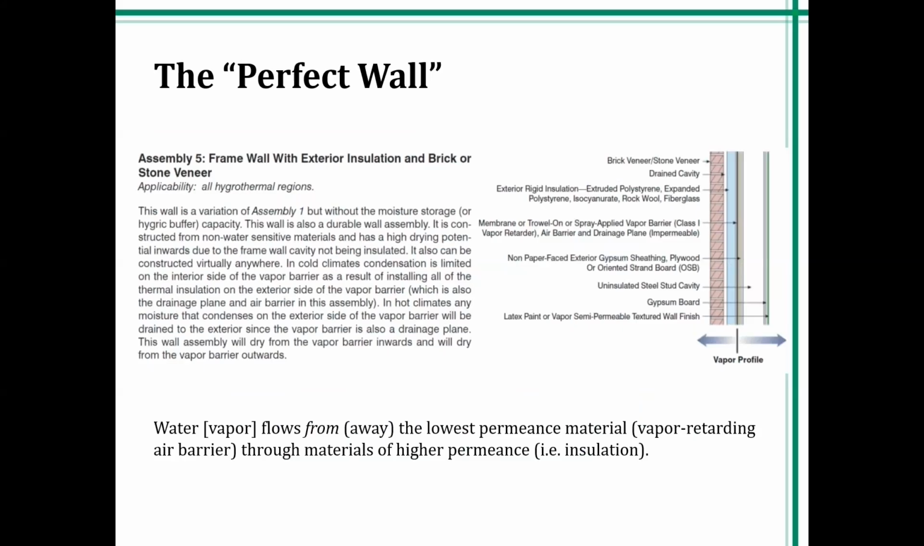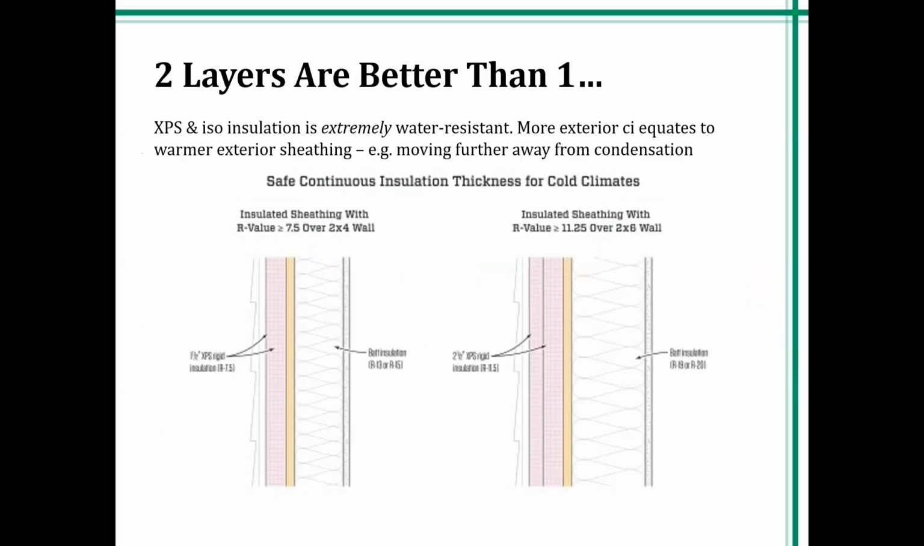And coming from the gypsum world, I can certainly attest to the fact that even water-resistant gypsum panels are not immune to constant long-term wetting scenarios. So it's really, again, very important to keep these moisture sensitive materials as dry as possible. So 2 layers are better than 1. XPS and polyiso insulation are extremely water resistant. More exterior CI equates to a warmer insulation sheathing, moving further away from the condensation.